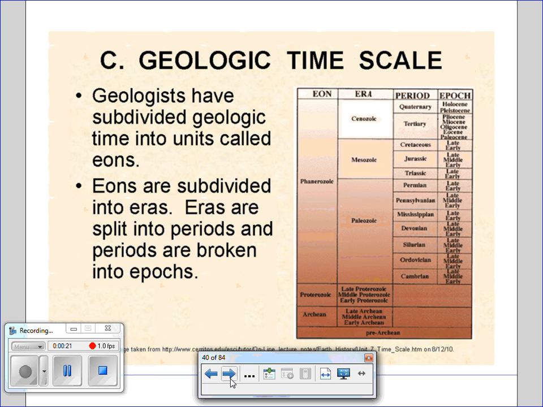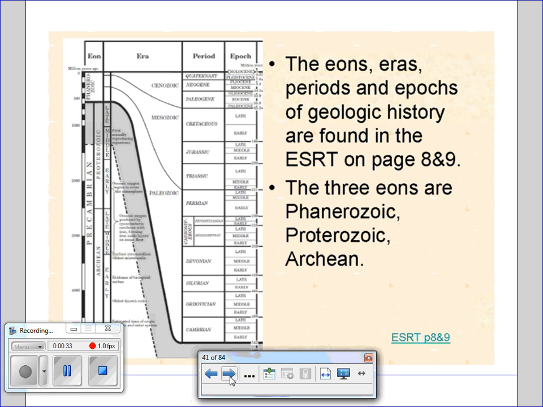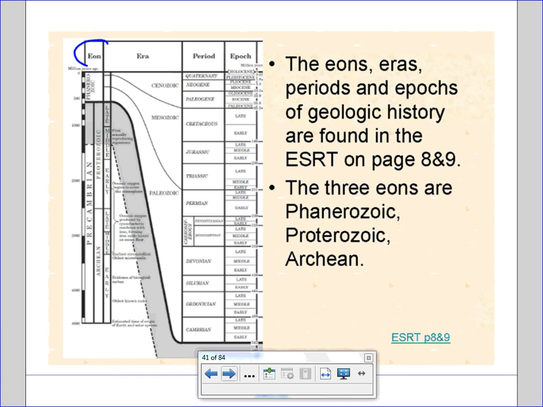On this slide you can see geologic time is subdivided into smaller units. We take all of Earth's history and break it down into eons. Eons are split into eras, eras into periods, and periods into epochs. You do not need to memorize these words because you can see they're on page 8 and 9 of the reference tables. If you look up at the top left, you can see the word eon, and then split into smaller eras, which are split into smaller periods, which are split into smaller epochs.